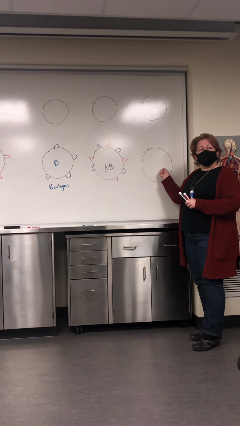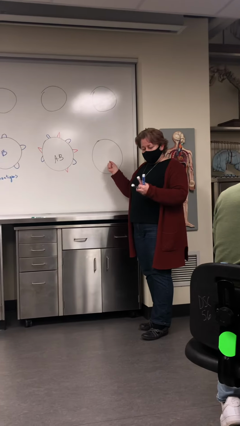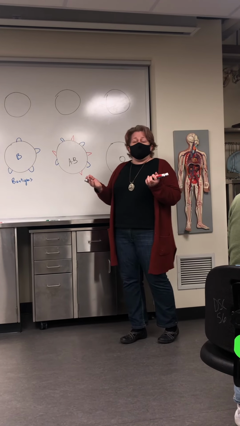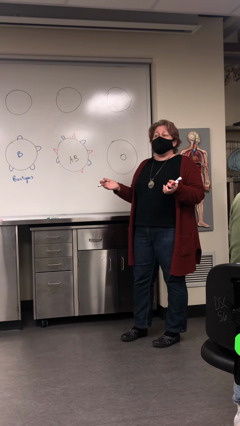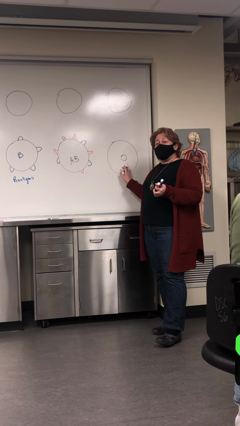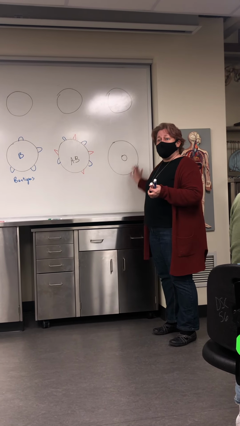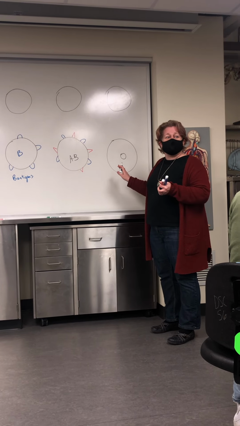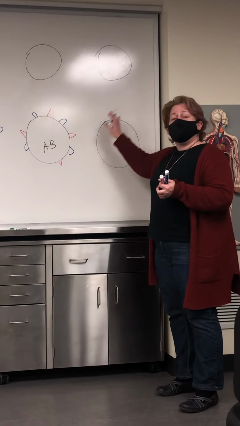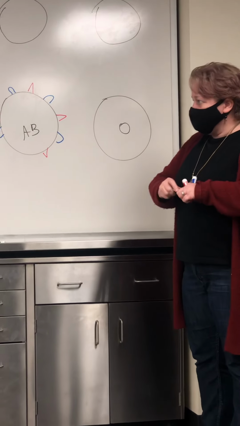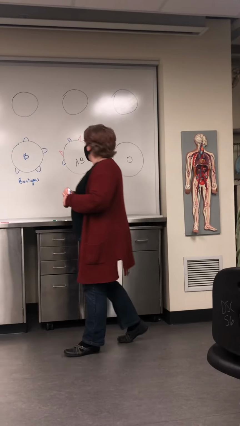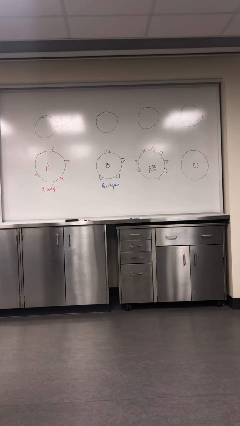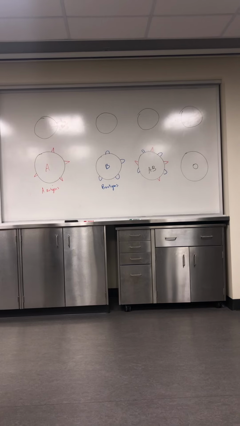This guy over here, this is blood type O. And just so you know, blood type O is not actually a type of blood. What blood type O means is that there are no what? No, there's no antigens. There's no A's and there's no B's. How are we doing so far? Questions?